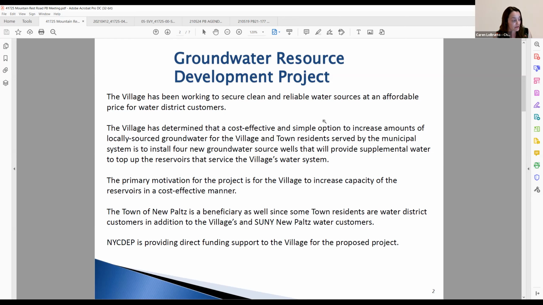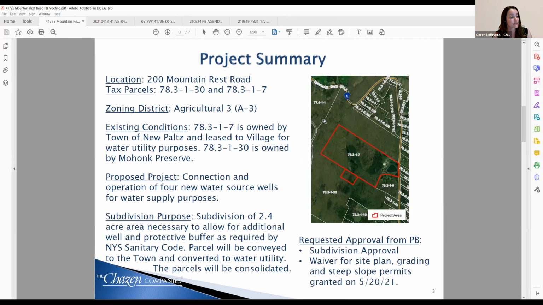The New York City Department of Environmental Protection, or DEP, is providing funding to support the project. So here's a picture of the site. The larger parcel is the town-owned parcel. The smaller parcel is the parcel that's proposed for subdivision from the Mohonk property. Located at 200 Mountain Rest Road, two tax parcels, zoned agricultural A3. As I mentioned, the town of New Paltz owns the larger parcel. It's leased to the village for water utility purposes. The small portion shown there is part of a much larger 200-acre parcel owned by the Mohonk Preserve.